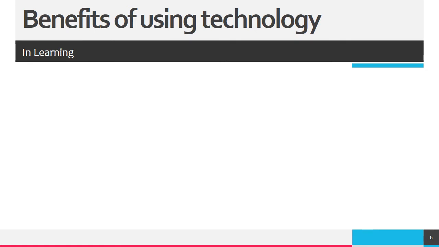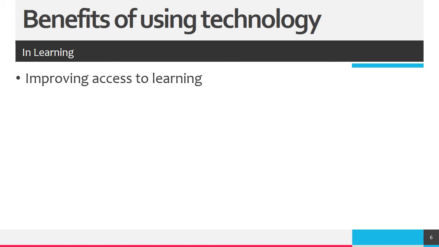Benefits to learning. Number one, it improves access. ICT can enable students to access learning at any time, from any location, through the use of internet and mobile technologies. Students can use the internet to find reference materials, take online tutorials, and communicate at any time from any location.